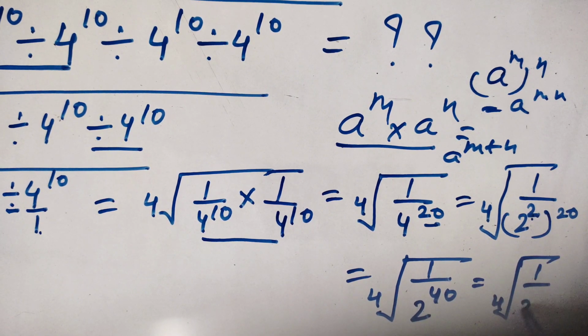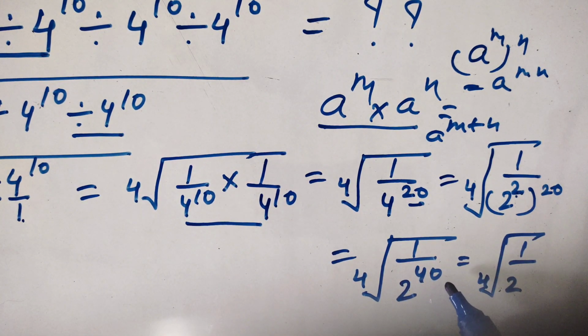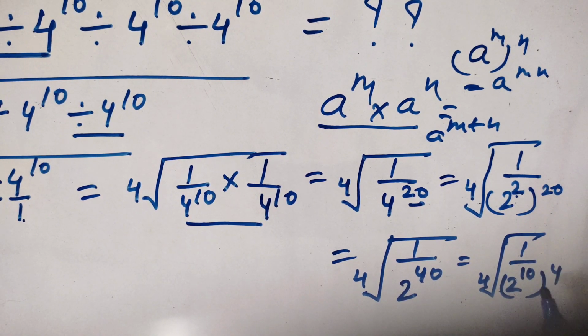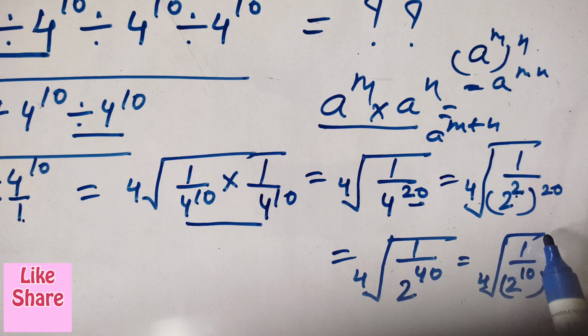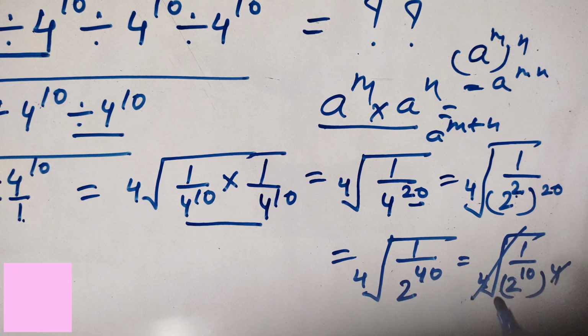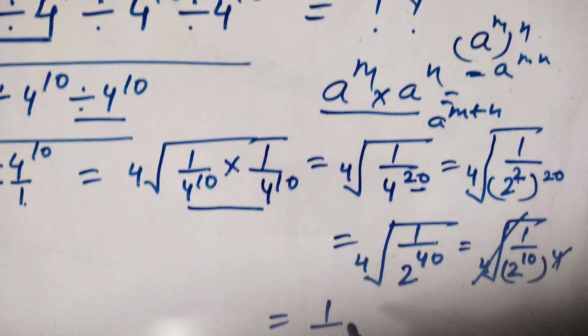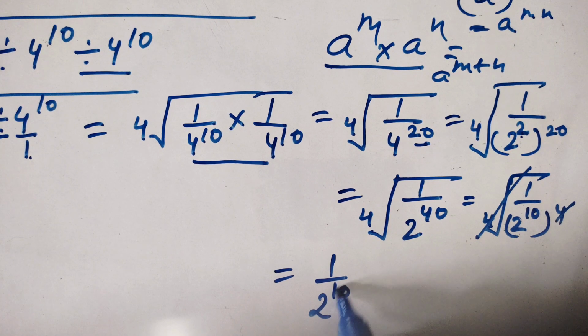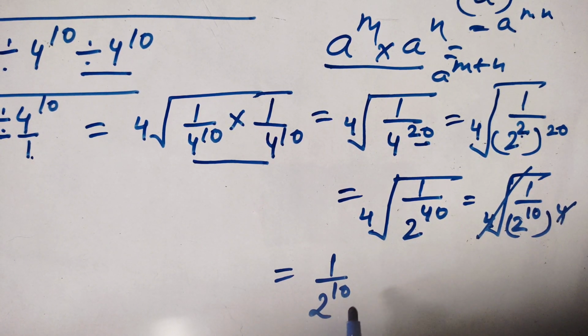So for this 2 power 40, can we write it as 2 power 10 whole power 4, because 10 times 4 is 40. So we will write in another way: 2 power 40 is 2 raised to the power 10 whole power 4. Now this 4th root cancels out this 4 power. So the remaining is 1 upon 2 power 10. Now see, 1 upon 2 power 10.